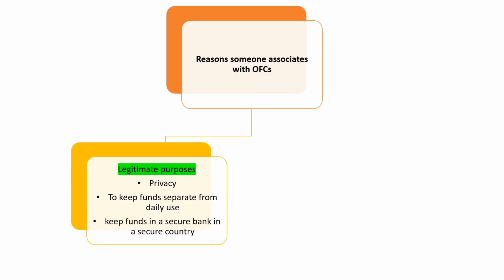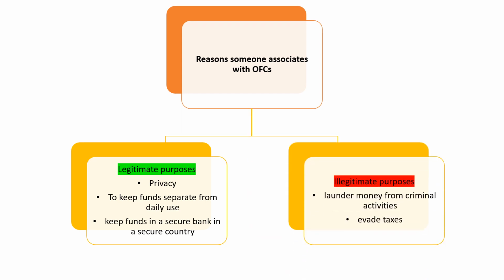Reasons for someone to be associated with an offshore financial center can be divided into legitimate and illegitimate purposes. Among the legitimate purposes are privacy for personal or family business, or political reasons. Other than that, it is to keep funds separate from daily use in case of inheritance, divorce, or personal bankruptcy, and to keep funds in a secure bank in a secure country. Meanwhile, for illegitimate purposes, people tend to deal with an offshore financial center to launder money from criminal activities and to evade taxes.